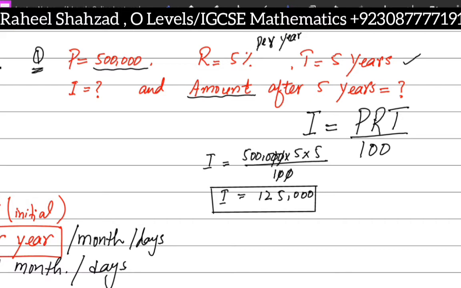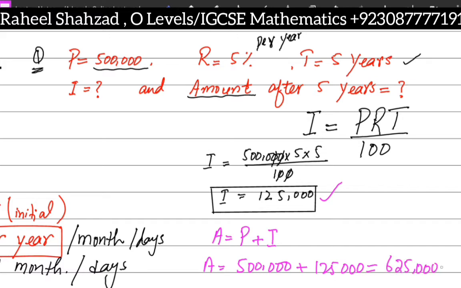At the end I also want to find out how much total money I have now. That means the amount will be the principal amount that you initially deposited plus the interest the bank has provided. So the amount will be equal to 500,000, the principal amount, plus 125,000, the amount of interest that you earned during these 5 years. So this is 625,000 dollars, the total amount you have after 5 years. Got it?